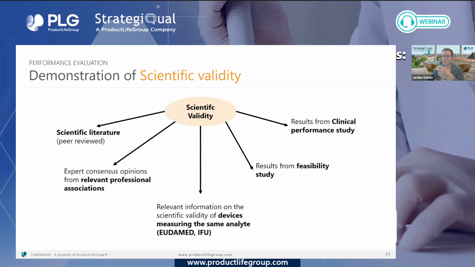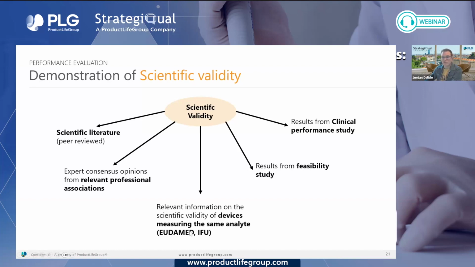Manufacturers can use this peer-reviewed scientific literature to provide evidence of scientific validity. Scientific literature means journal articles, conference posters, guidelines, or documents from official websites such as MedTech Europe, the WHO, the EMA, etc. The manufacturer may also use expert consensus opinions from relevant professional associations such as learned societies.